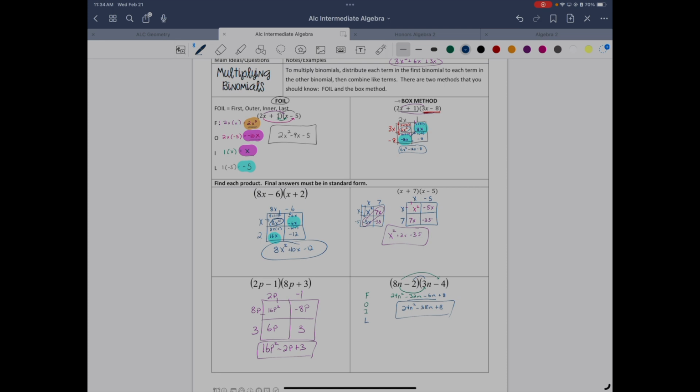So this is day 1 of 8.5, multiplying binomials together. Choose which method you want to use, FOIL or the box method. Box method is just easier. That would be my suggestion, but you can use whatever one you want to. Right?